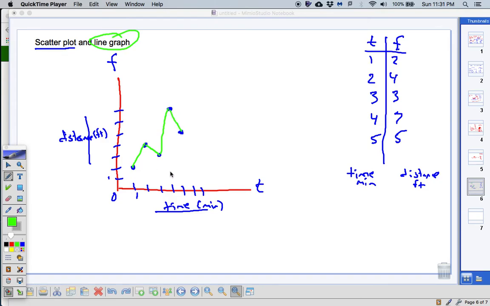So you could come up with your own story based on what this graph is, and that's the skill that you need to be able to do to be successful on the SAT. So make sure you practice that.